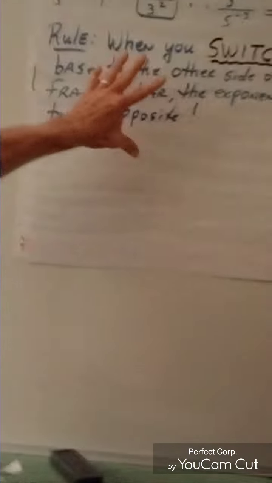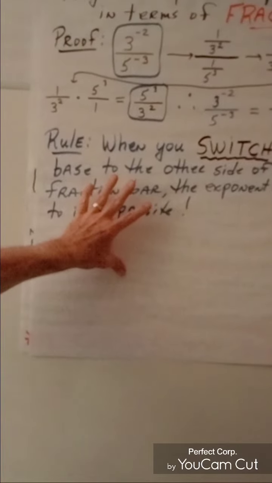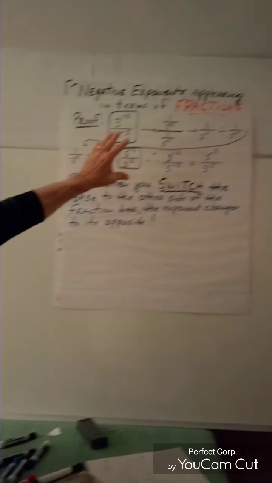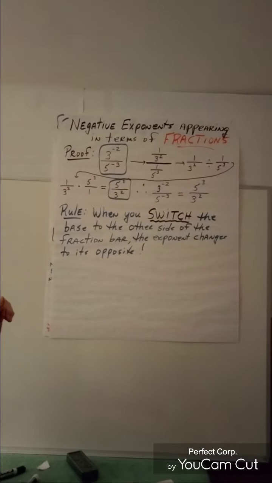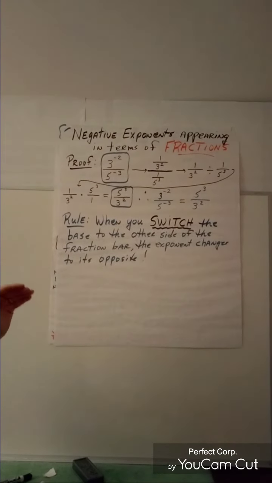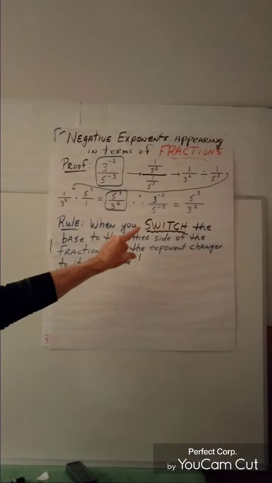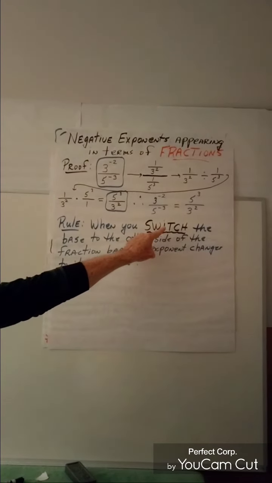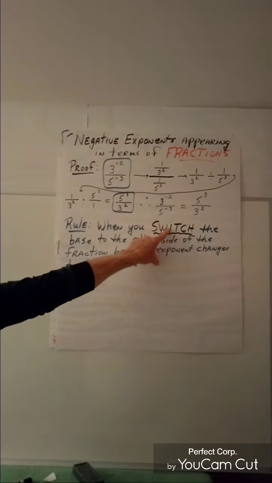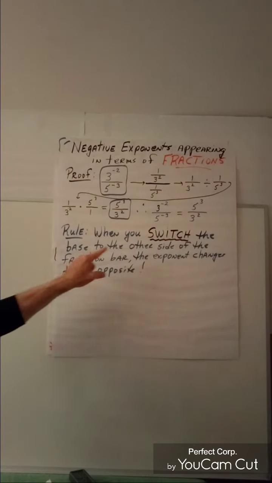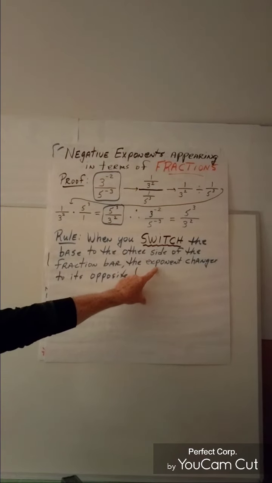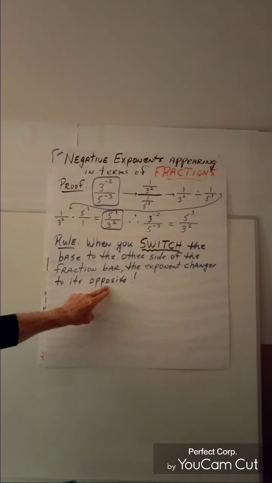What is the rule that we can follow when we are working with fractions that contain negative exponents either in the numerator or the denominator, or both? The key word, I believe, is switch. And here's the rule. When you switch the base to the other side of the fraction bar, the exponent changes to its opposite.